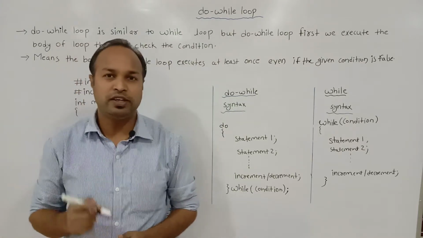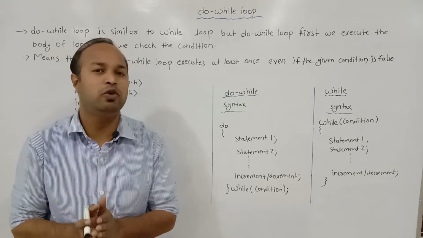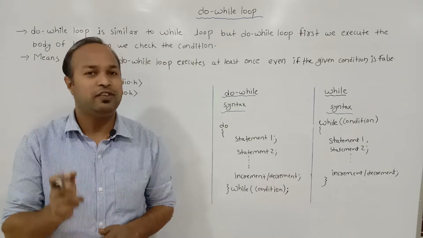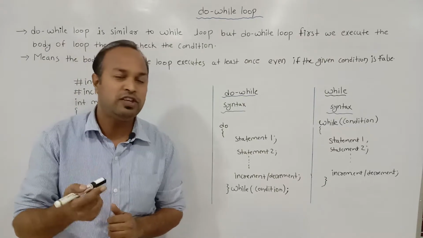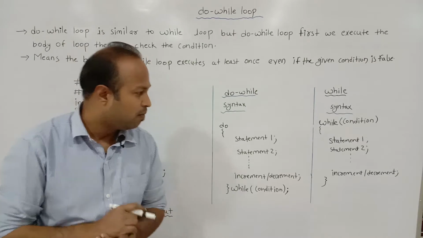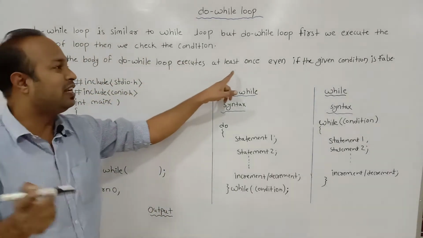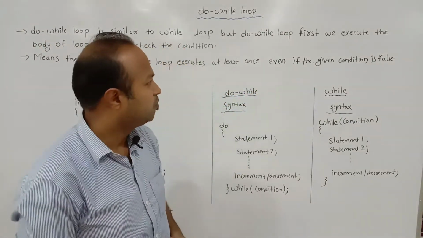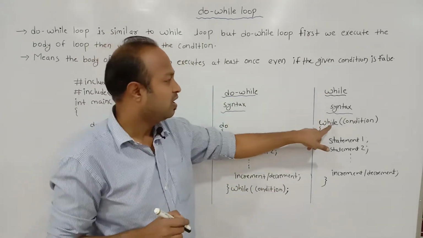In a previous video we studied the while loop, and the working of the do while loop is similar to the while loop. But the only difference is that in a do while loop, first we execute the body of the loop, then we check the condition. In a while loop we check the condition first, then we execute the body. This means the body of a do while loop executes at least once even if the given condition is false.